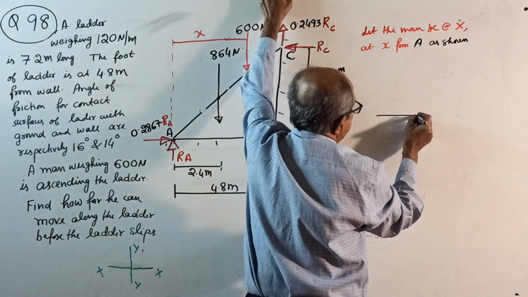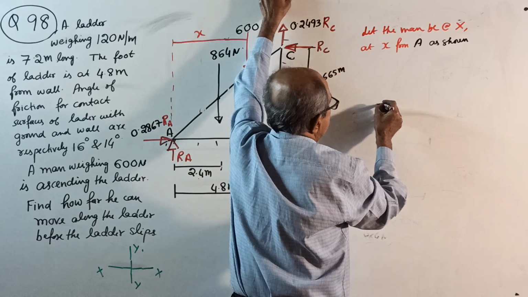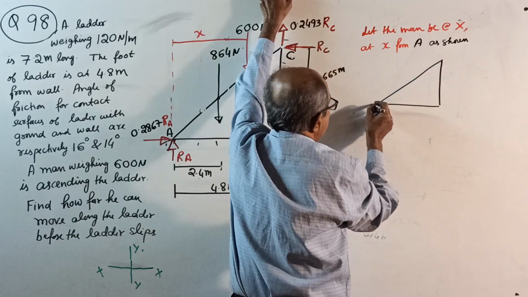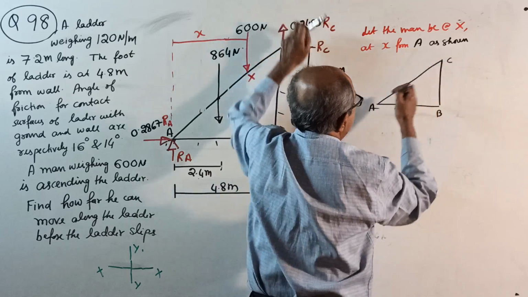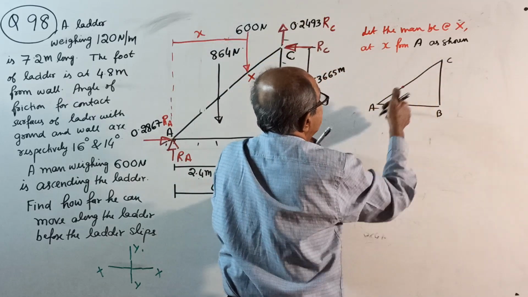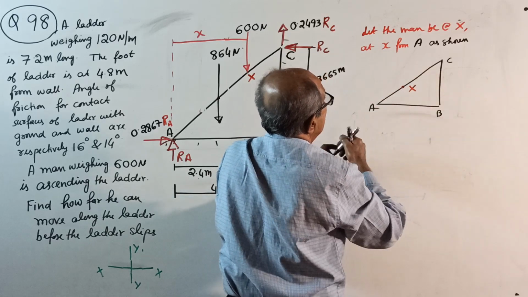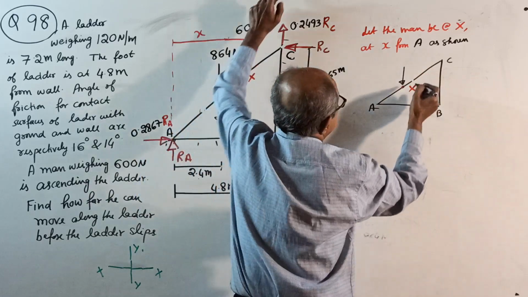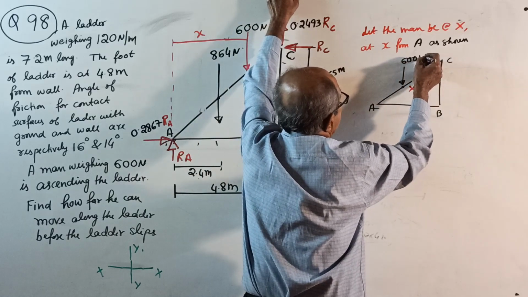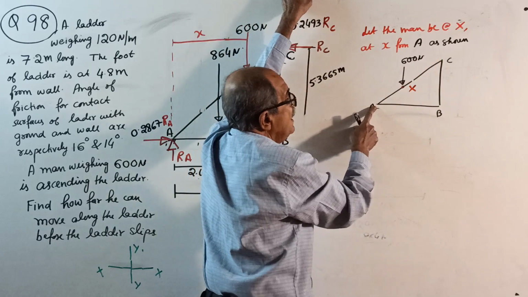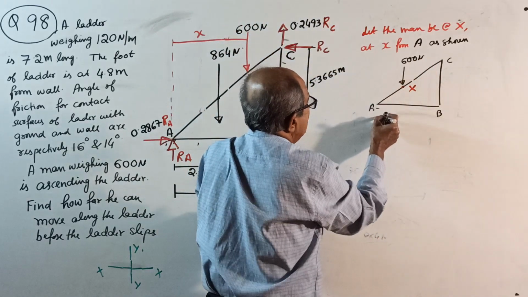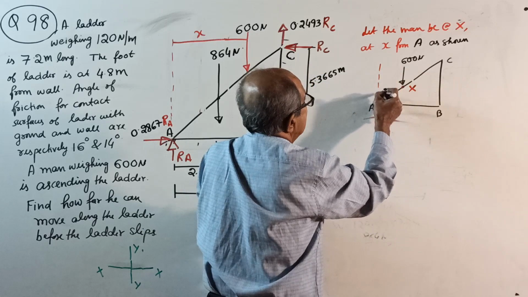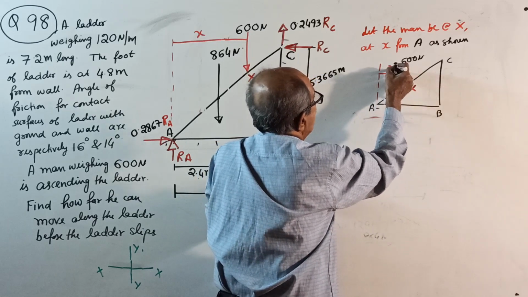See, this is the rough sketch, only to show the position of the man. This is A, this is B, this is C. Let him be somewhere. We don't know where. Place him. This point is X. Wherever he is standing, his weight is how much? Man weighing 600 Newton. We don't know where. He can be very near to A or very far. We are taking X from here. X is taken horizontally.